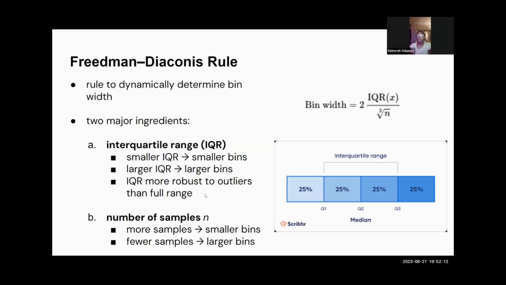And then the second main important part is this n here, if you look at the equation. And the n stands for the number of samples in the data set. And if you use more samples, then you'll get smaller bins, and with fewer samples, larger bins.